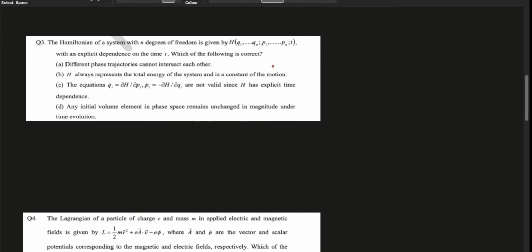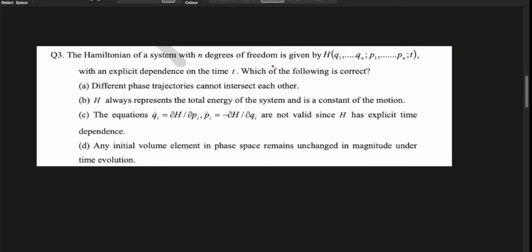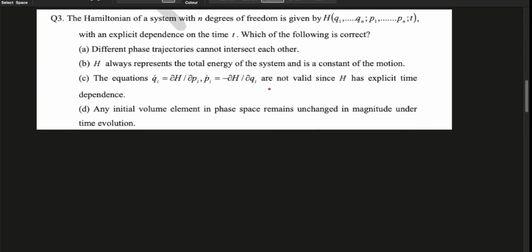The Hamiltonian of a system with n degrees of freedom is given by H equal to H of q1, q2, q3 up to qn, p1, p2, p3 up to pn, and the time t, so with an explicit dependence on the time t. Which of the following is correct? Here you can see that the Hamiltonian has time dependence. So if the Hamiltonian has time dependence, then which one of the following is correct?